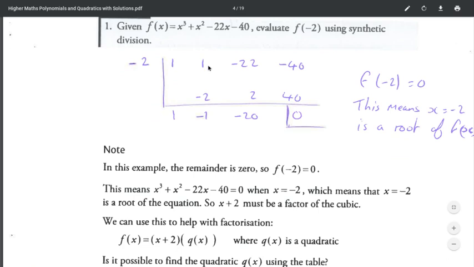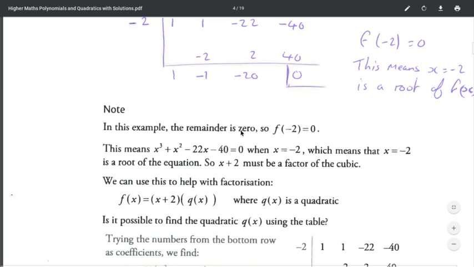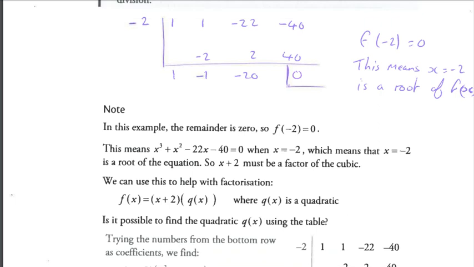So again, write down the coefficients, bring the first number down, multiply it by the front, which is negative 2. Add these two together. Be careful with the negative numbers here. Negative 1 multiplied by the front would be 2. Add them together. Negative 20 multiplied by the front would be 40. Add them together, we get 0. So f of negative 2 equals 0.